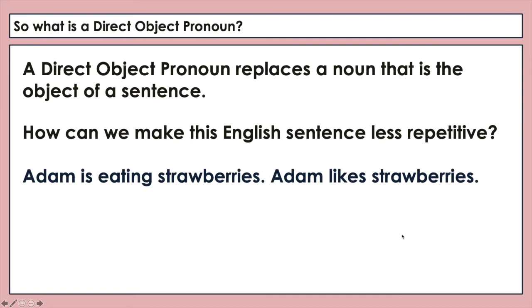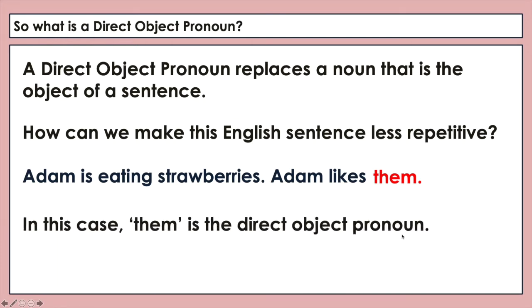Well, we have this English sentence here, and what I want to know is how can we make this English sentence less repetitive? We have Adam is eating strawberries. Adam likes strawberries. Saying strawberries over and over again isn't really very grammatically correct in English. So what would we do to change that? Well, we could get rid of strawberries and make it them. Adam is eating strawberries. Adam likes them. And now the English just flows a little bit better. The sentence sounds a little bit more fluent. So in this case, them is the direct object pronoun in the sentence.